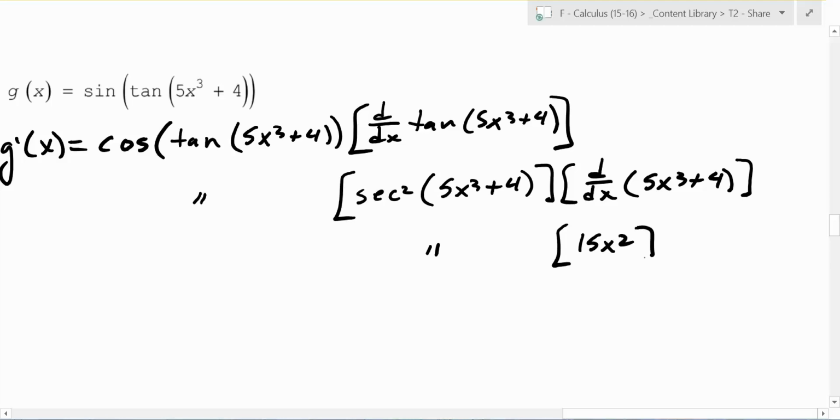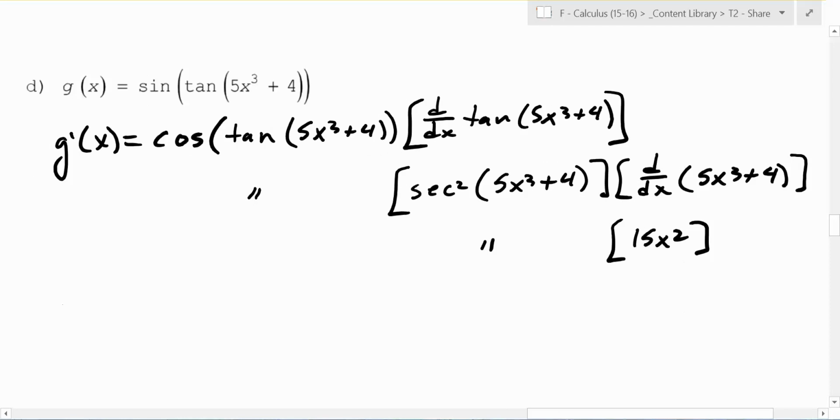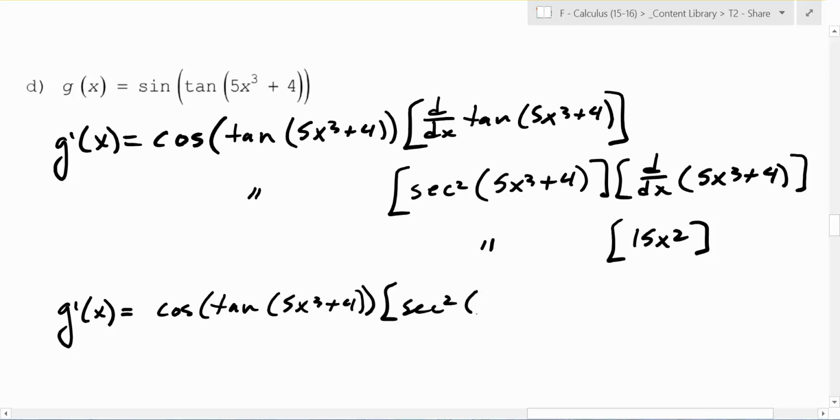15x squared. So when you write this all out, what's the final answer going to be? I like keeping it in the same order because it's easier to track. You have cosine of tangent 5x cubed plus 4 times what? Secant squared times 5x cubed plus 4, right? Times what? 15x squared. Thank you. Does that make sense, everybody?